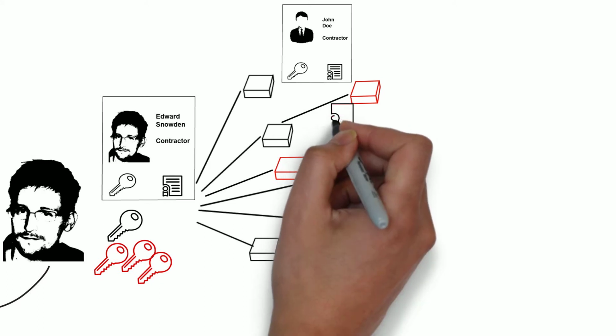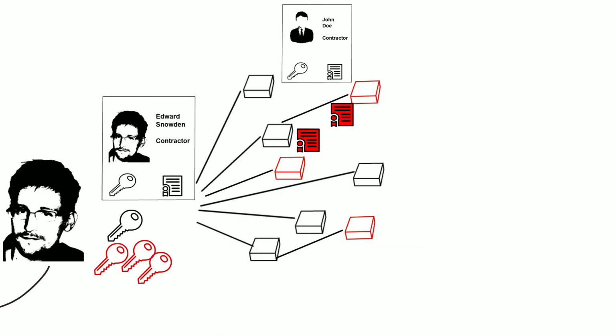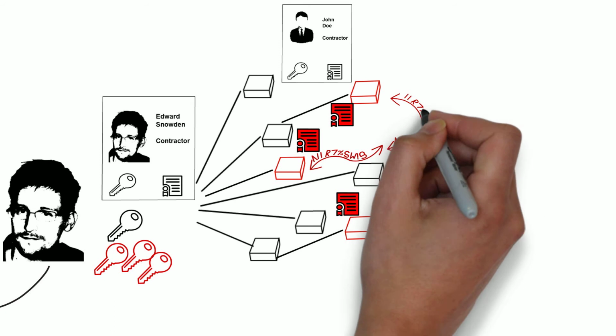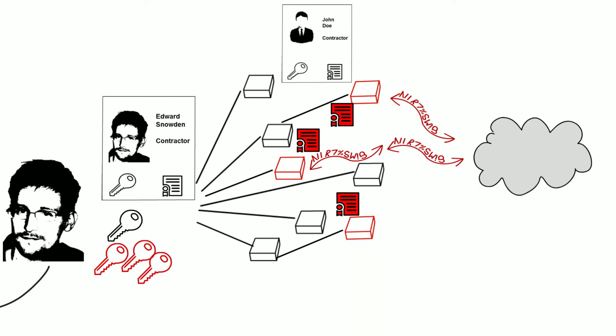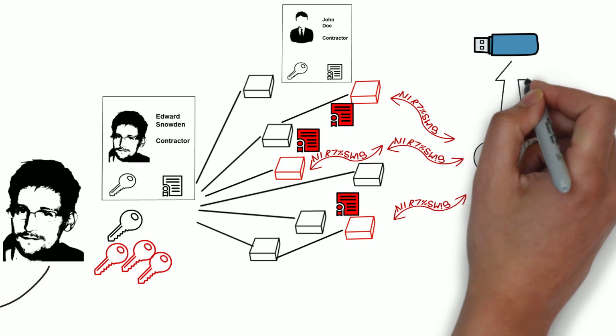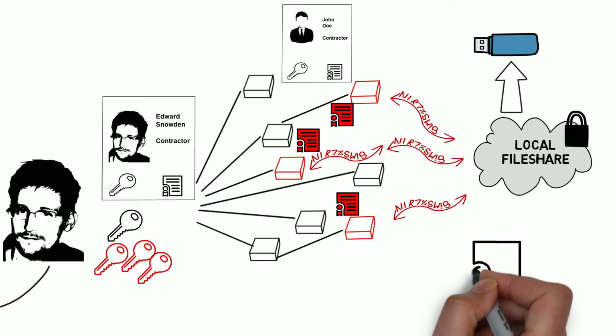To exfiltrate the data, Snowden used self-signed certificates that he created to establish an encrypted session between the compromised systems and a local file share that was under his control. The data was encrypted on the file share until he was ready to exfiltrate the data from the NSA net. To do this, he took the file share offline and copied the data to a removable media.